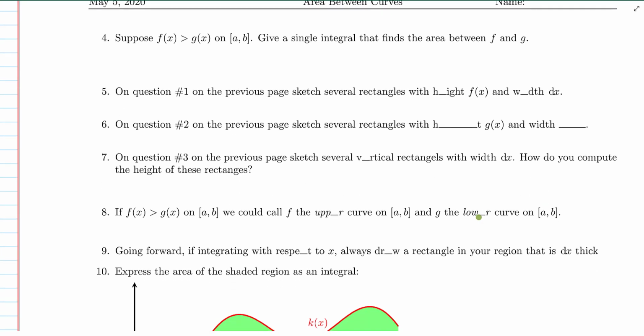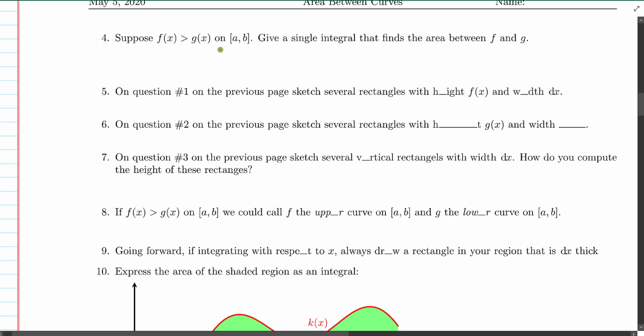So here is the new material for this section. Suppose you've got one function that is always above another function on an interval from a to b, then we can give a single integral that represents the area between those two functions. So if we have a scenario like this, where here's our f of x, and here's our g of x, and here we have a, and here we have b.